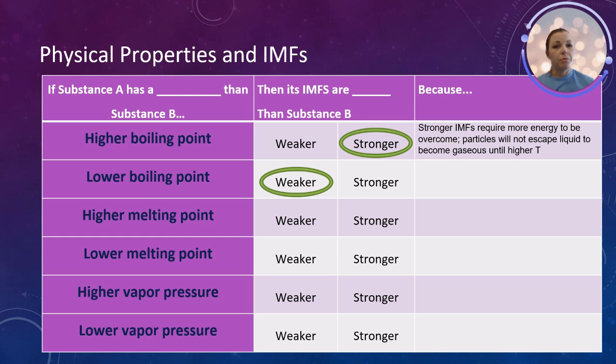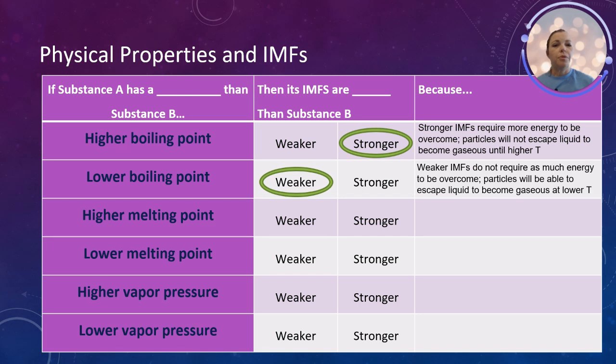If it has a lower boiling point, then of course its IMFs are weaker. The weaker IMFs do not require as much energy to be overcome. Particles will be able to escape the liquid to become gaseous at a lower temperature, strictly because they don't require that same amount of energy.